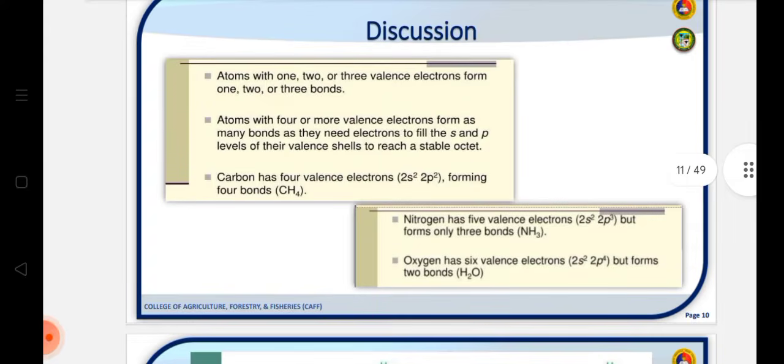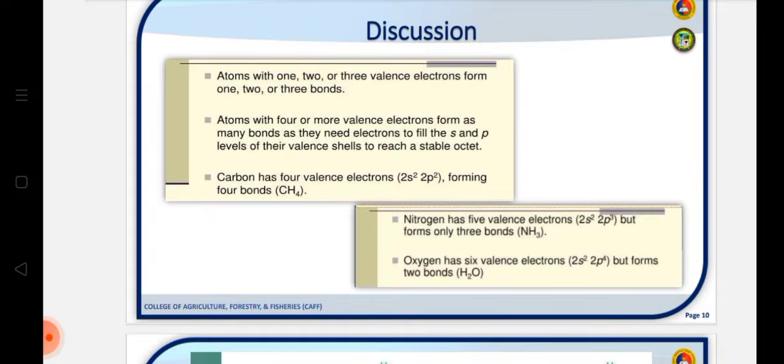Okay, let's proceed. Atoms with 1, 2, or 3 valence electrons form 1, 2, or 3 bonds. Okay? And then we have atoms with 4 or more valence electrons form as many bonds as they need electrons to fill the S and P levels of their valence shells to reach a stable octet. Then we have carbon has 4 valence electrons, so it can form 4 bonds. Then we have nitrogen has 5 electrons, but forms only 3 bonds.